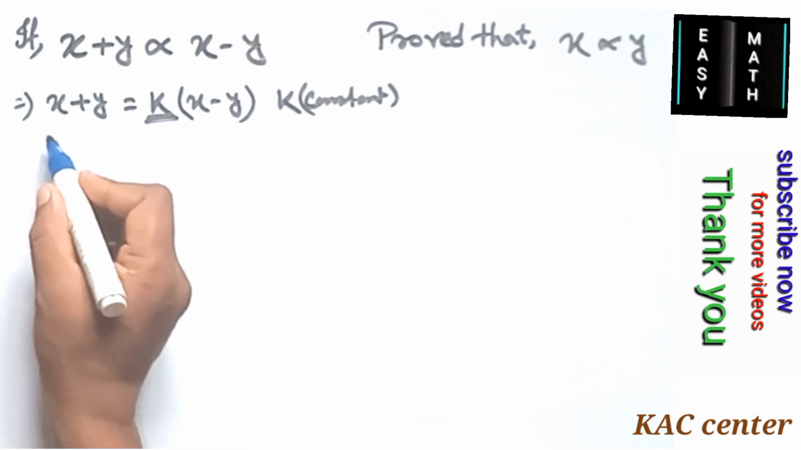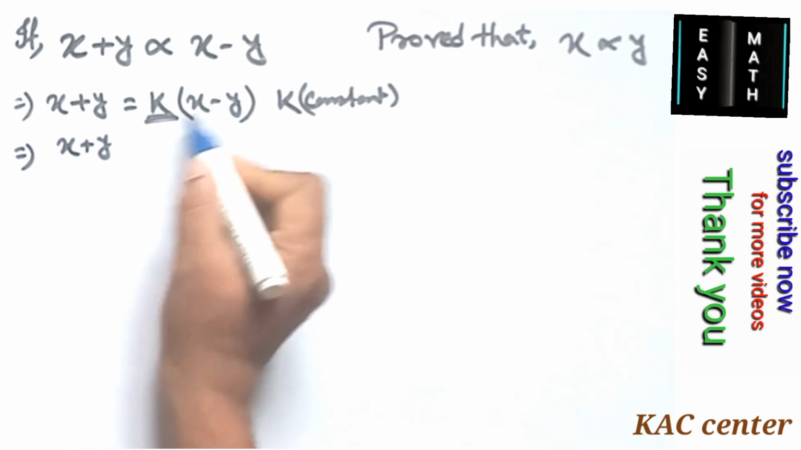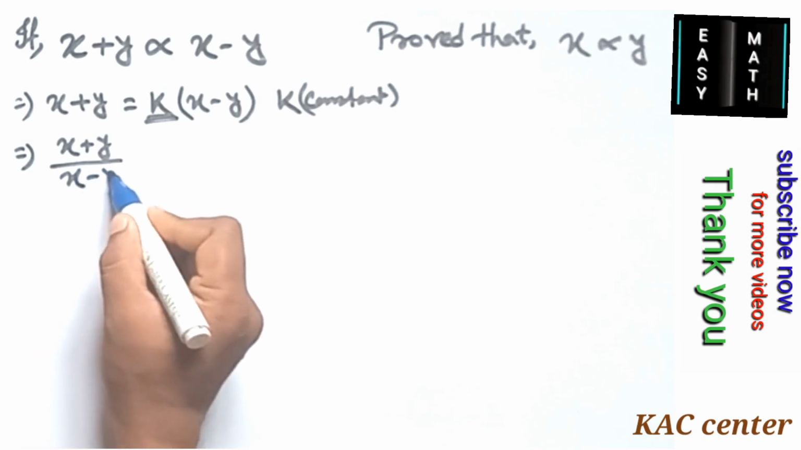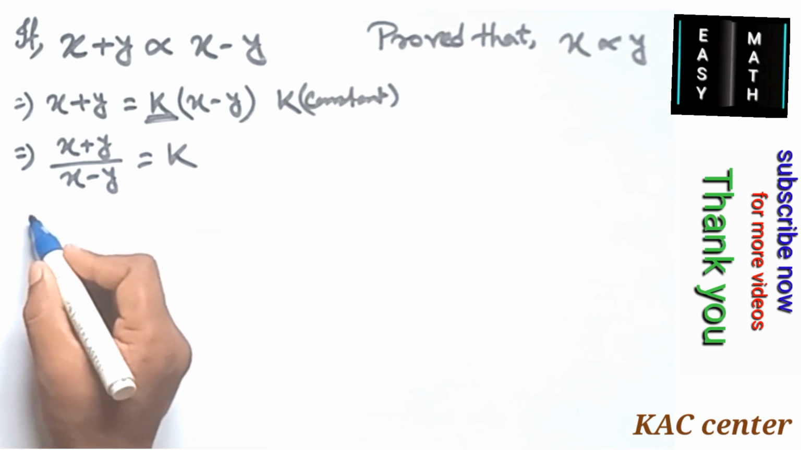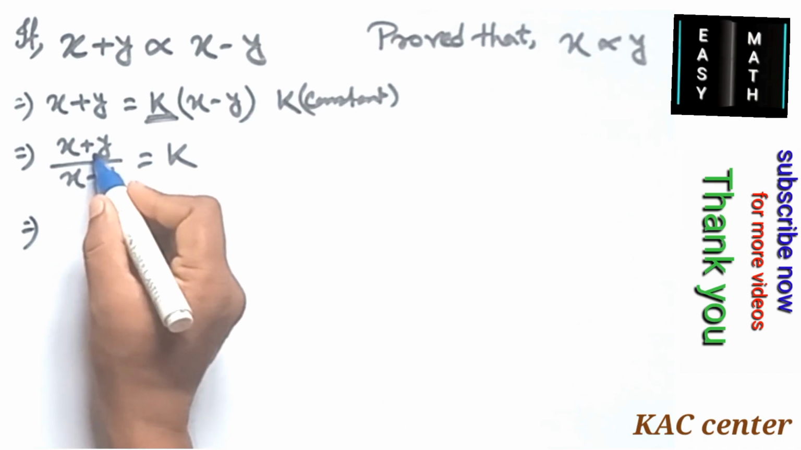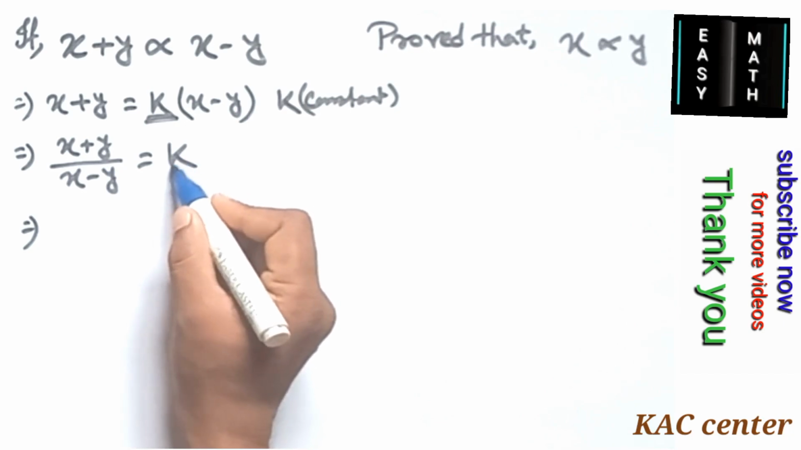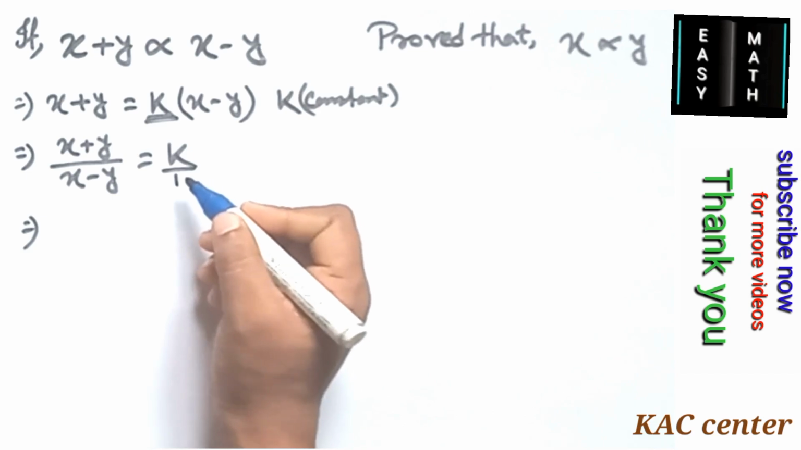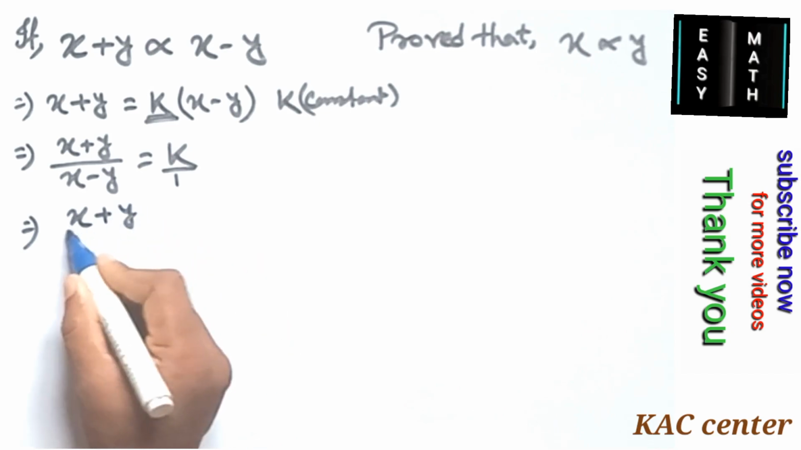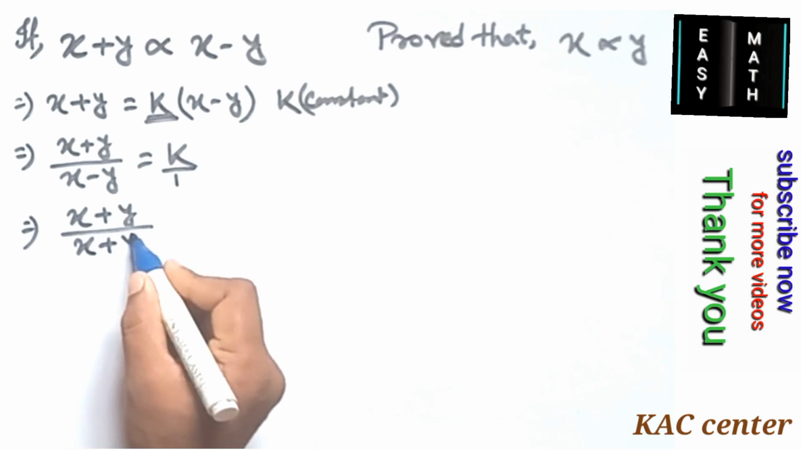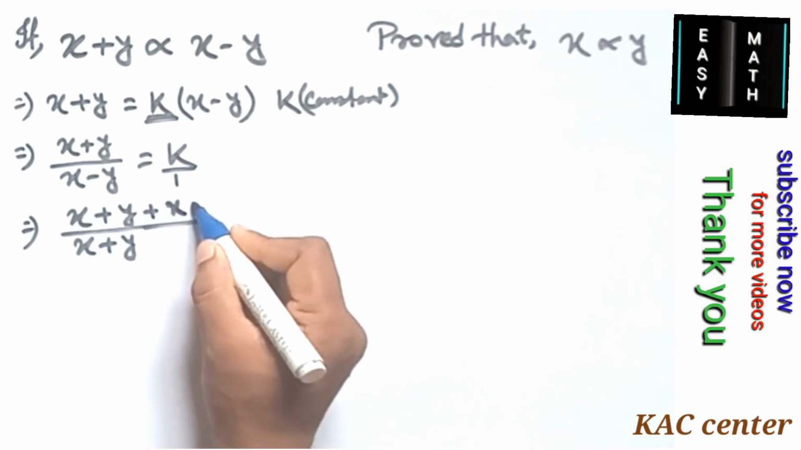And now, x plus y divided by x minus y is the constant k. And now again, this is x plus y over x minus y, and k is equal to k by 1. Now use the formula of componendo and dividendo.